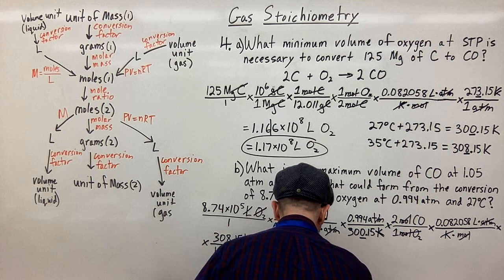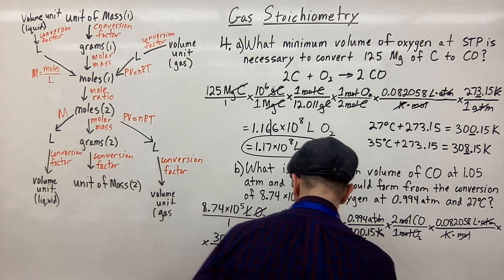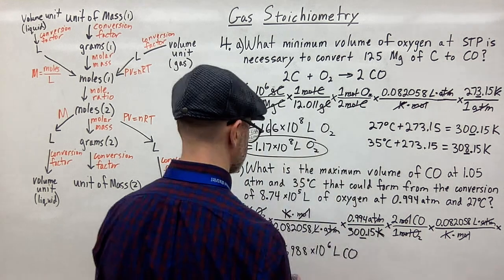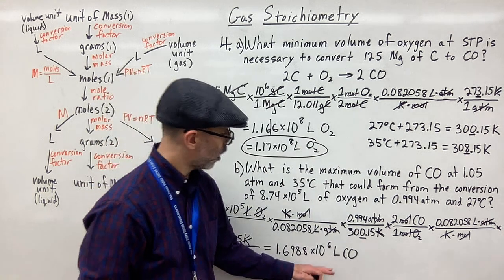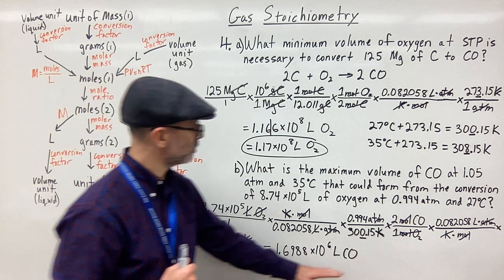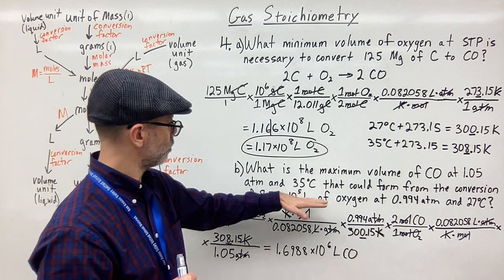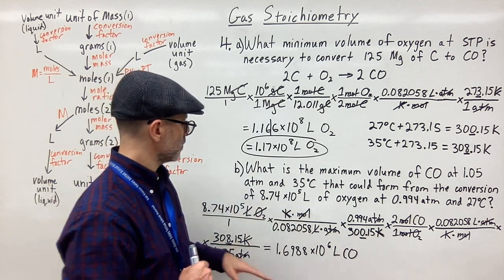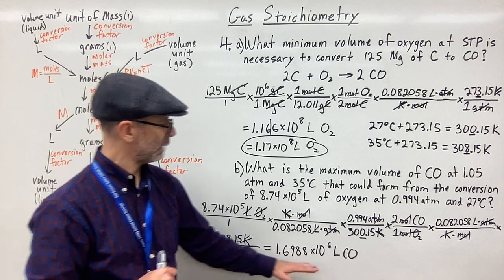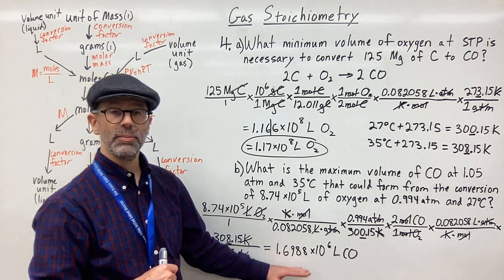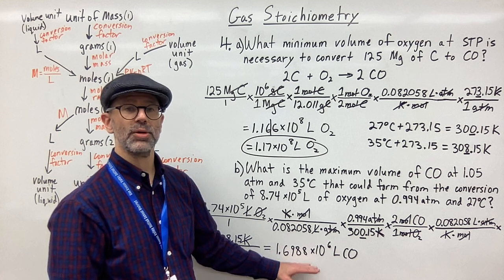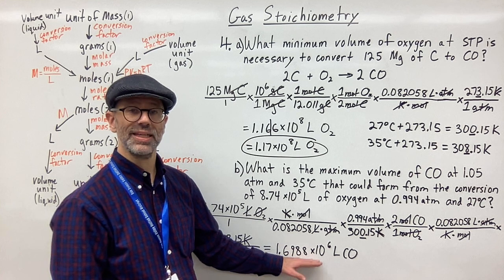1.6988 times 10 to the 6 liters of, what am I talking about? CO. So that's the volume of CO needed, or that's going to be produced from this amount of oxygen gas. Now, with regard to sig figs, for those of you who are interested in sig figs, I need to limit this to the proper number of sig figs. Remember, the rule for multiplication and division is that your answer should have the same number of sig figs as the measure with the least number.